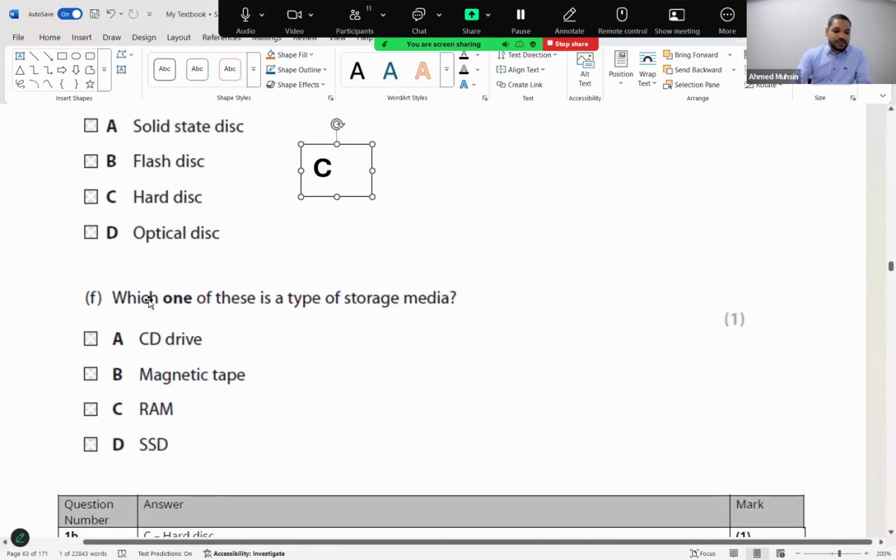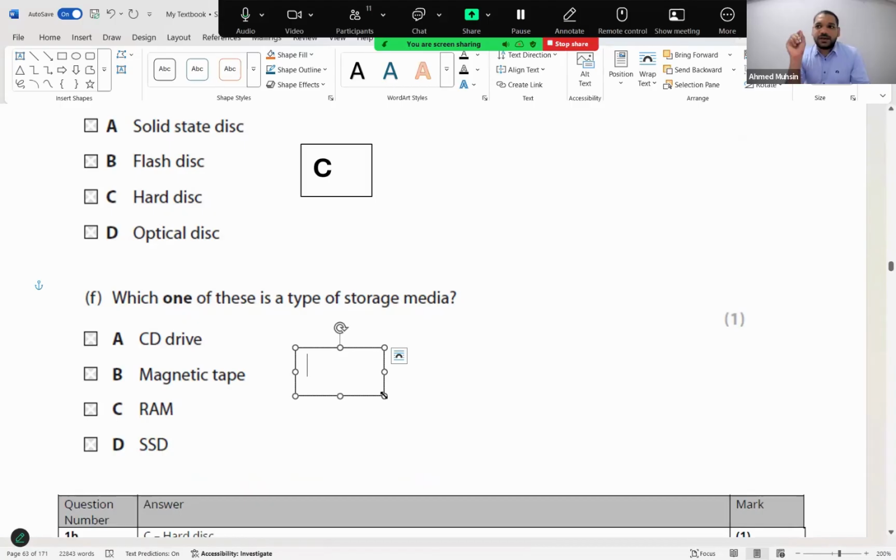Okay. Which one of these is type of storage media? Storage media. I don't know. You all read and tell me. One minute. Storage media means what? Technology used to store data, right? Technology used to store data. Now, which answers are out? SSD is out. SSD is a storage device, solid state device. Okay, so SSD is out.